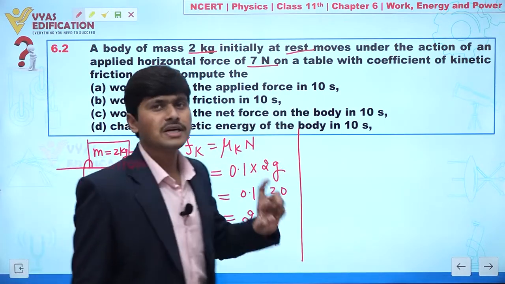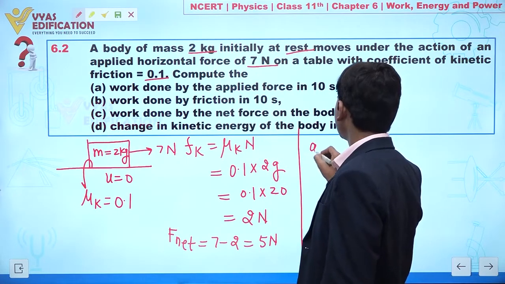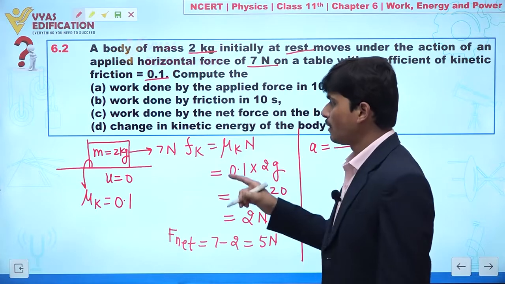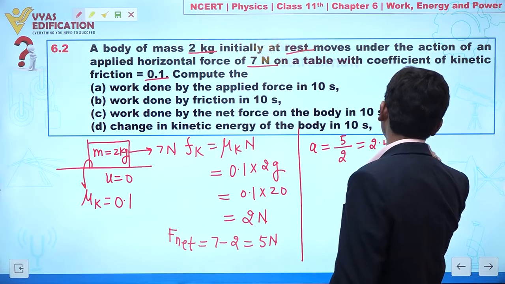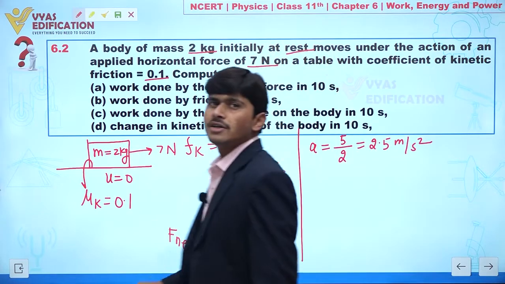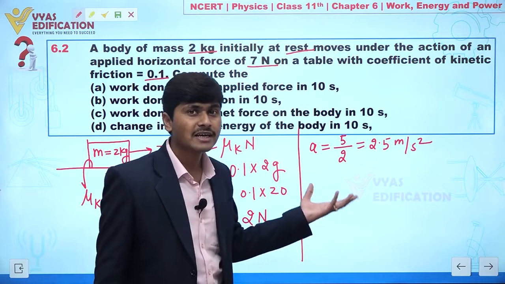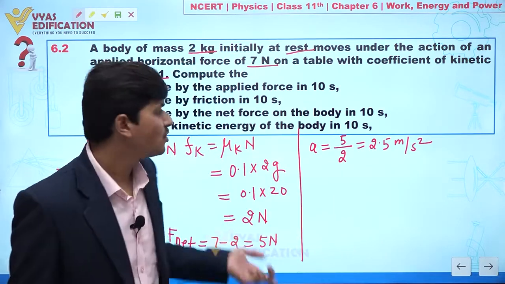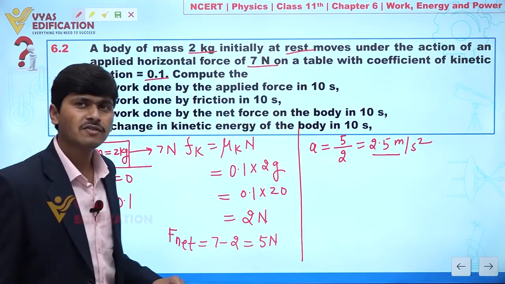Clear everyone? Now actually we have to find the work done by the applied force in 10 seconds. It means first we calculate the acceleration. Clear? So how can we write the acceleration of this block? Acceleration is given by net force, that is 5, divided by mass, 2, so 2.5 meter per second square. Clear? Because our objective is to find work done, in work done we will need the force term and the displacement term. So definitely we can say acceleration is constant, which means I can apply the equation of motion.